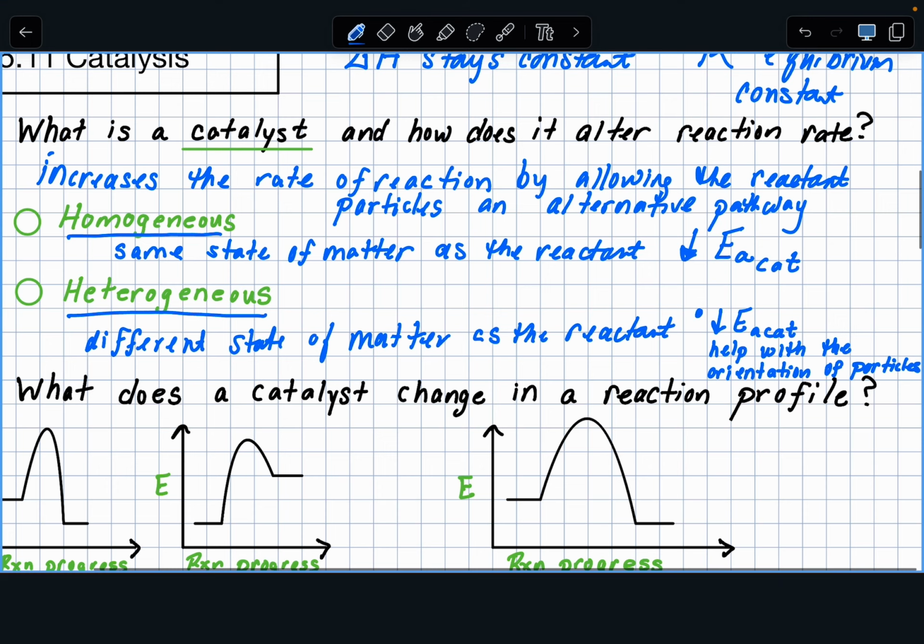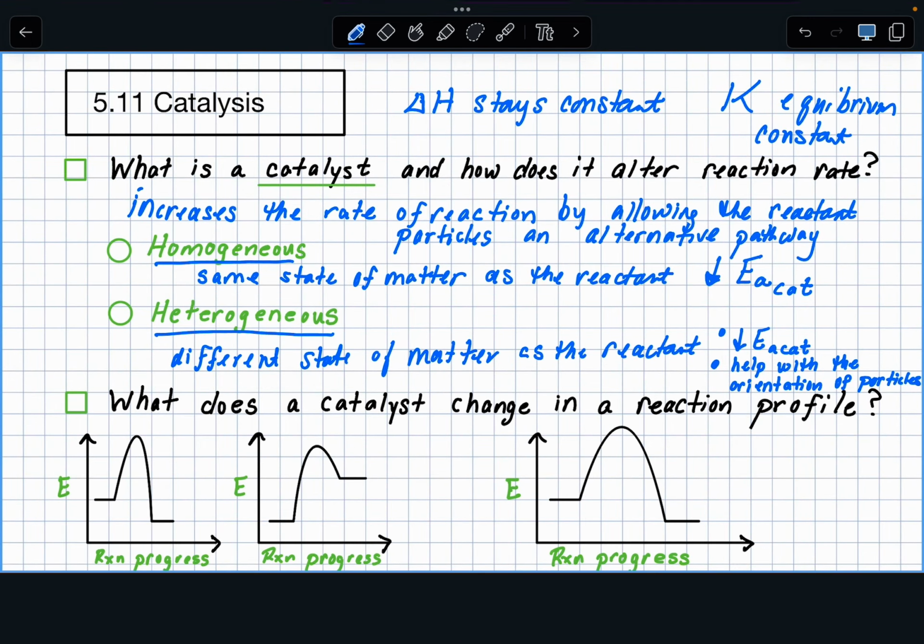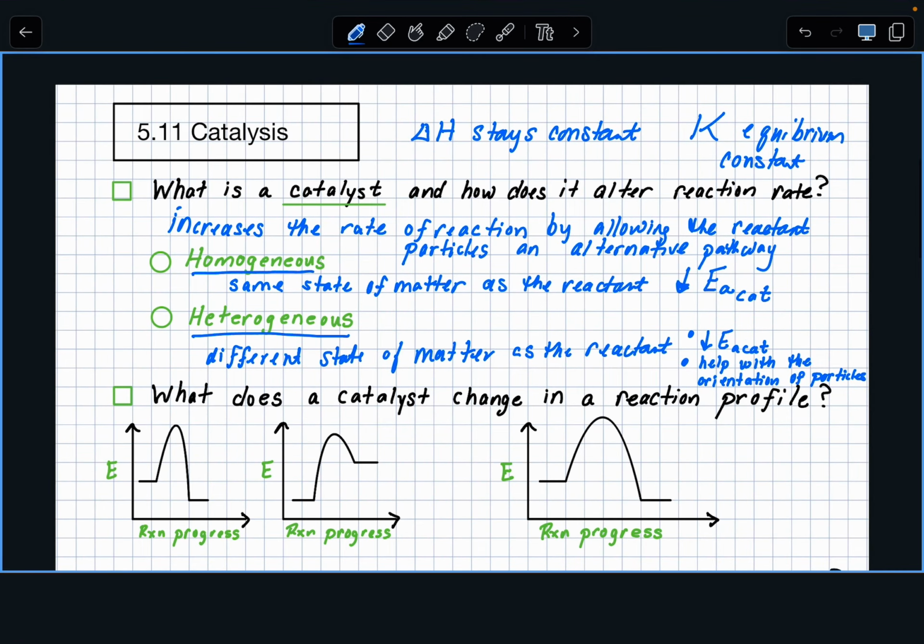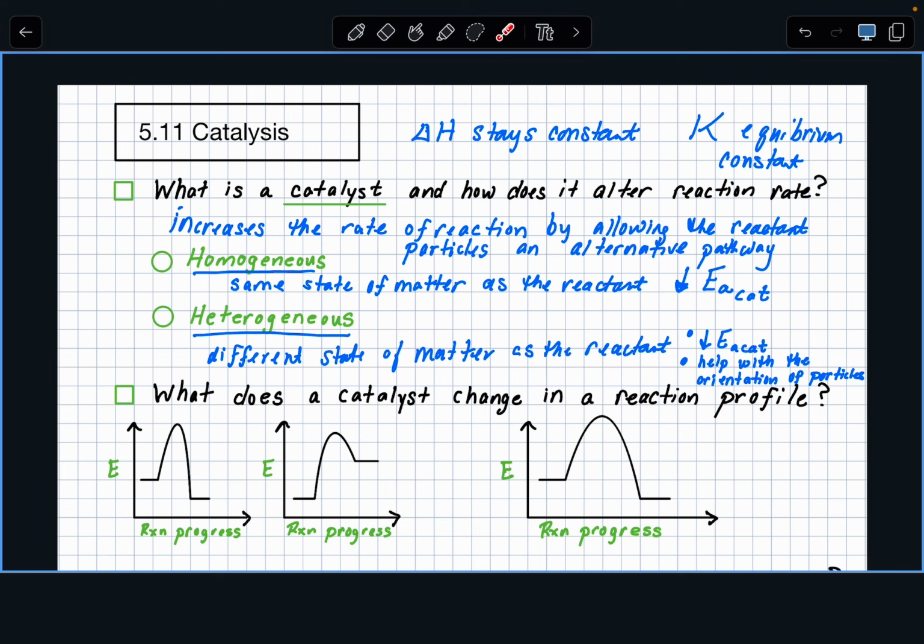So again, this could have a two level effect. It could affect the activation energy, of course, but it also could help with the orientation of the particles and allow them to react more efficiently. Because remember, there's 2 things that particles need to do. They have to collide, of course, but they have to collide with the right energy, and they have to collide with the correct orientation for a collision to be effective. And a heterogeneous catalyst could affect both of those. Okay, so those are our 2 types of catalyst.